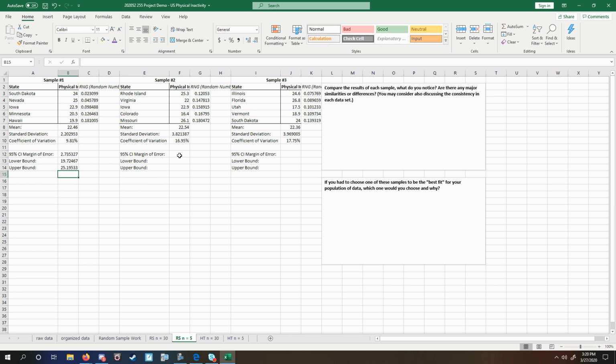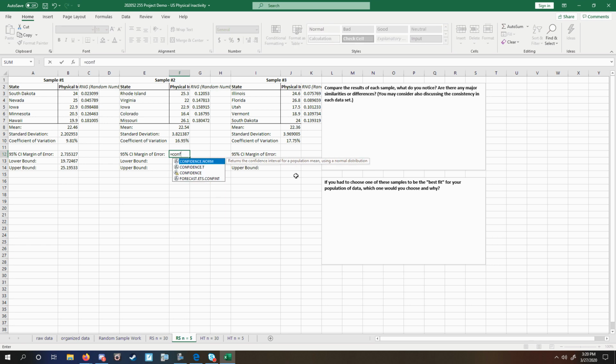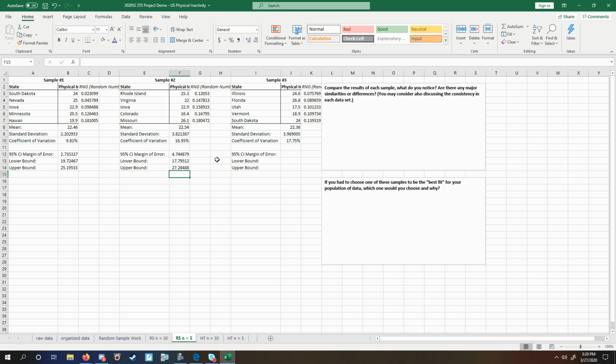So let's go through that one more time. We're going to use the confidence t function. Alpha is still 0.05. And then this time we're using the other standard deviation with a size of 5. And just like you did before, you're going to take your mean minus the margin of error, and then the mean plus your margin of error. And you'll notice that there is a massive difference in that margin of error.